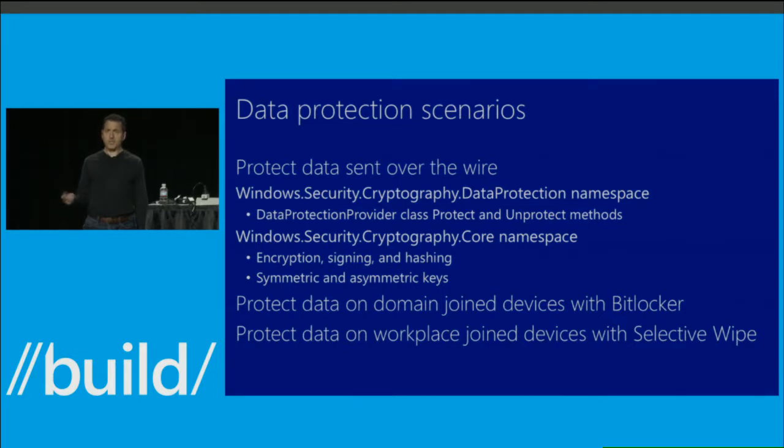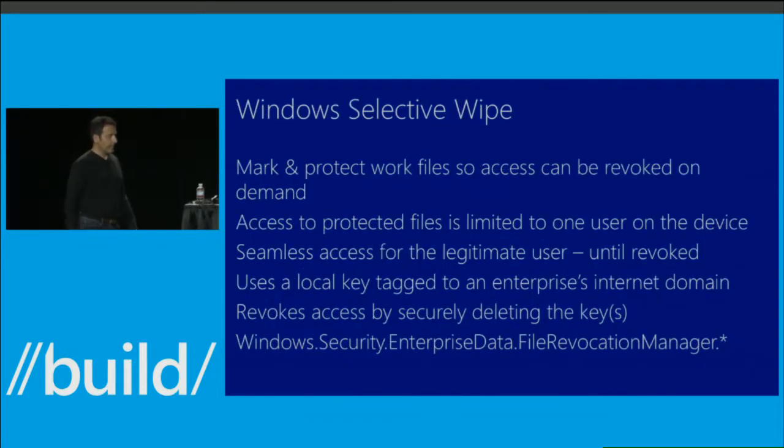Of course, if your machine's domain joined, you can use BitLocker, so you've got protection there. And then what you can also do on the workplace joined machines in Windows 8.1 is take advantage of a feature called selective wipe. And we can make the same types of jokes that we would have made when Steve talked about rapid release, but we're going to move on because this is a family show.